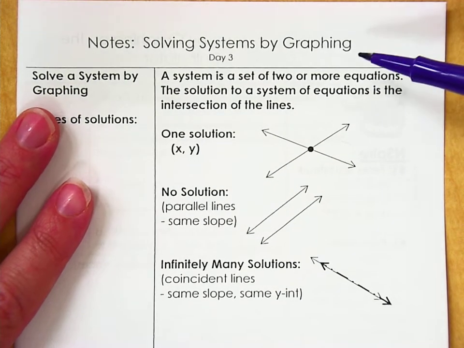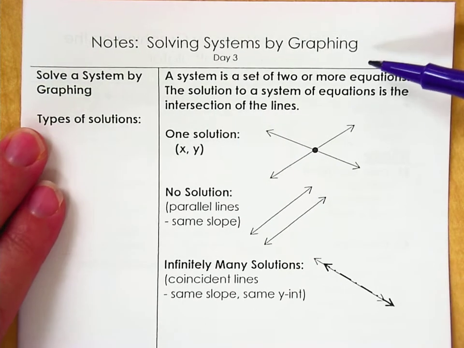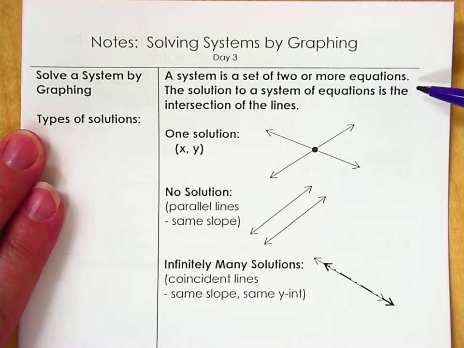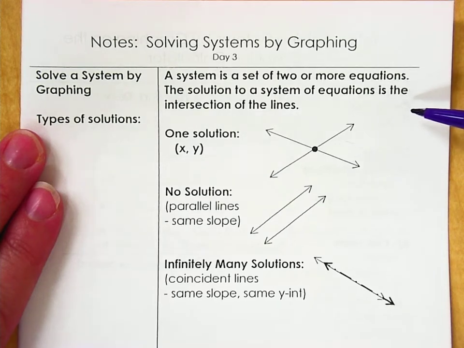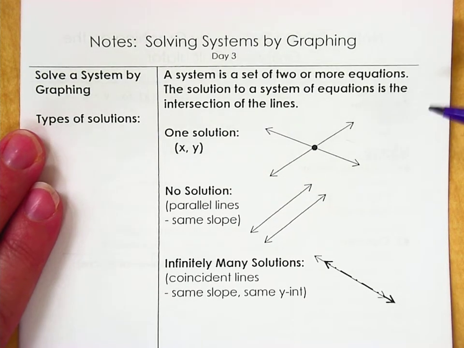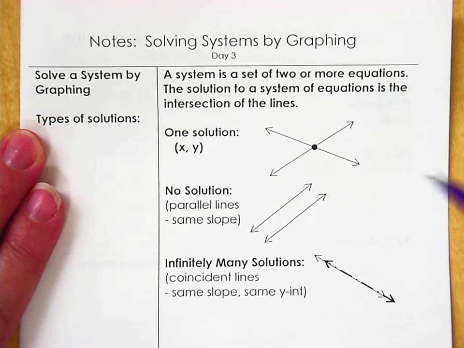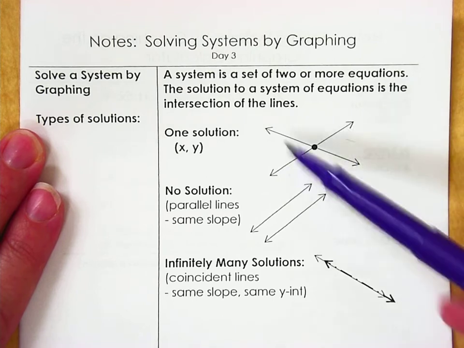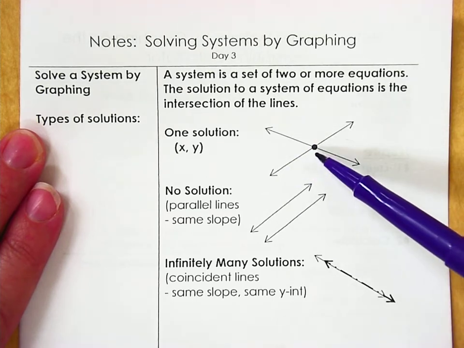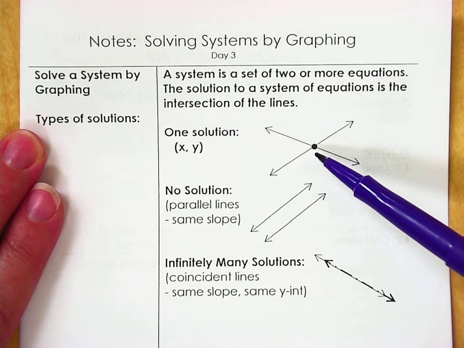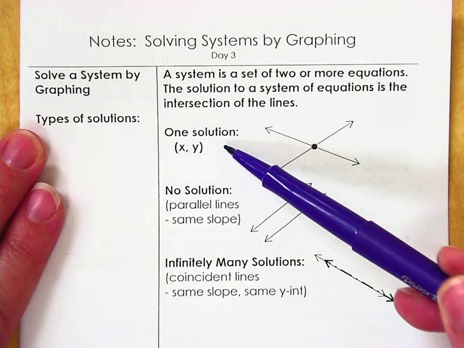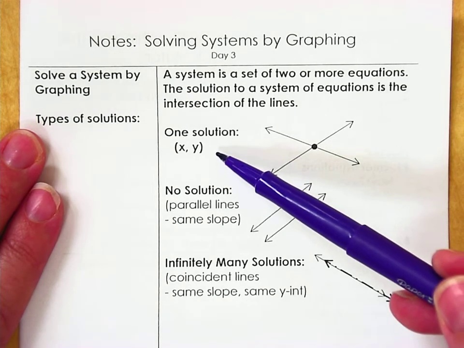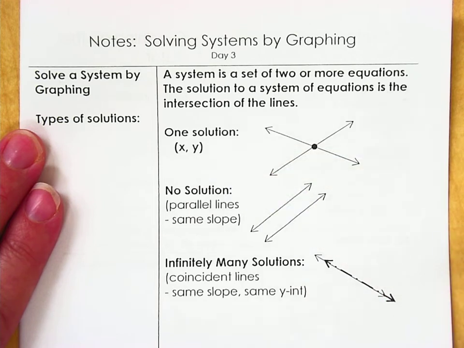Today we're going to solve systems by graphing. A system is a set of two or more equations, and the solution to the system of equations is the intersection of those lines. There are different types of solutions. You'll notice first I have two lines intersecting here, and they intersect at one place, one point. So then we'd say there's one solution, and the answer is just the ordered pair.